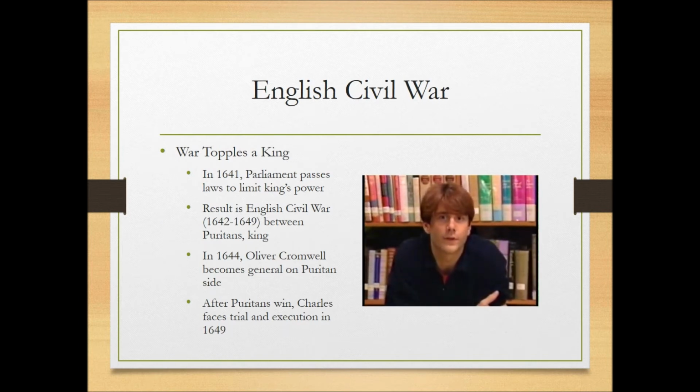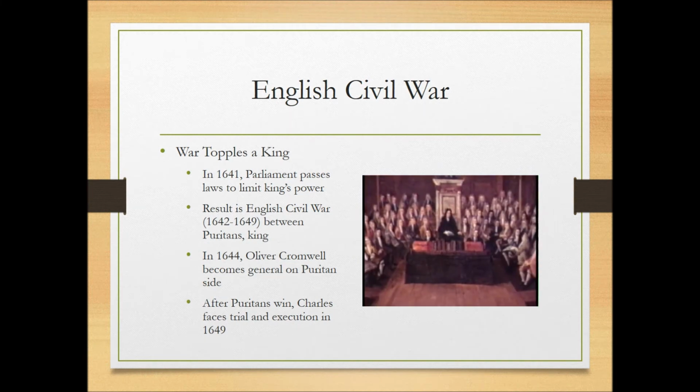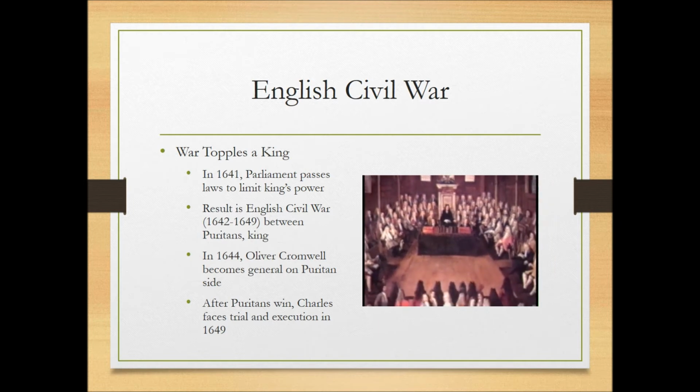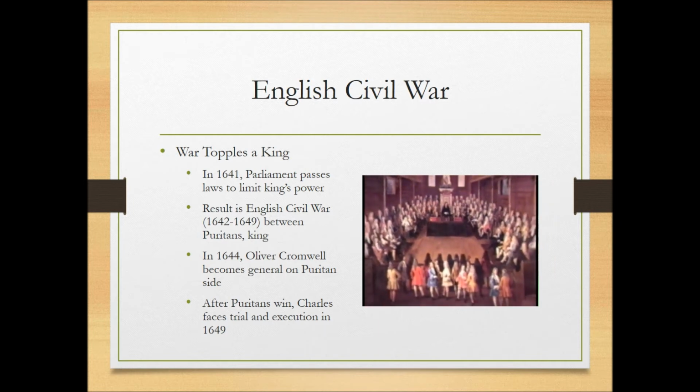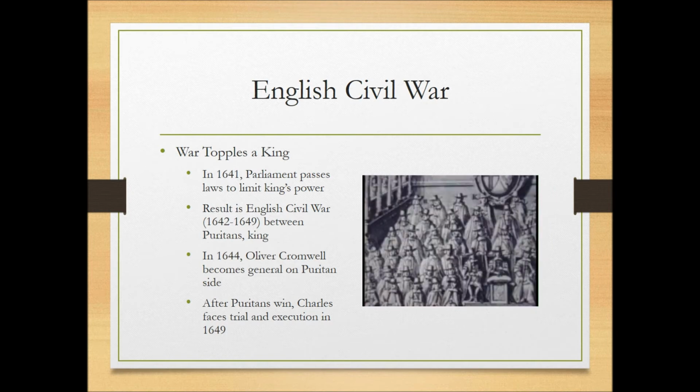Now, as a result, Parliament passed a law to try to limit the king's power. And the king said, no, you don't get to tell me what to do. I'm the king. And so the result of this is the English Civil War. It went on for 7 years. And it was between the Puritans and the nobility and the lawmakers and the king.